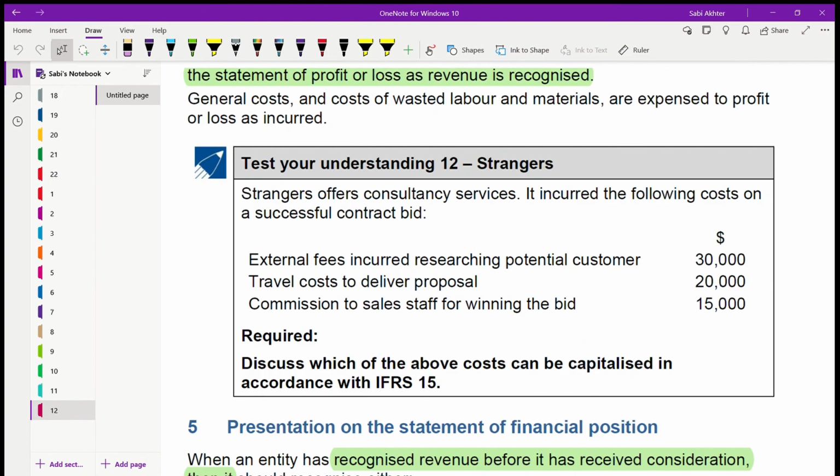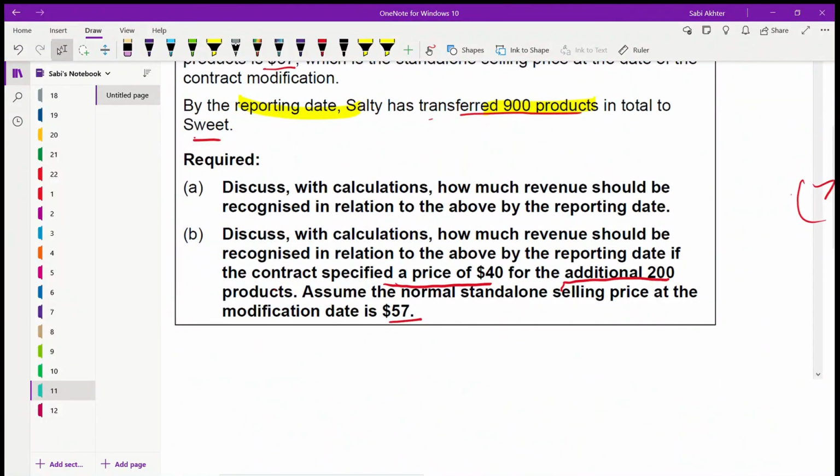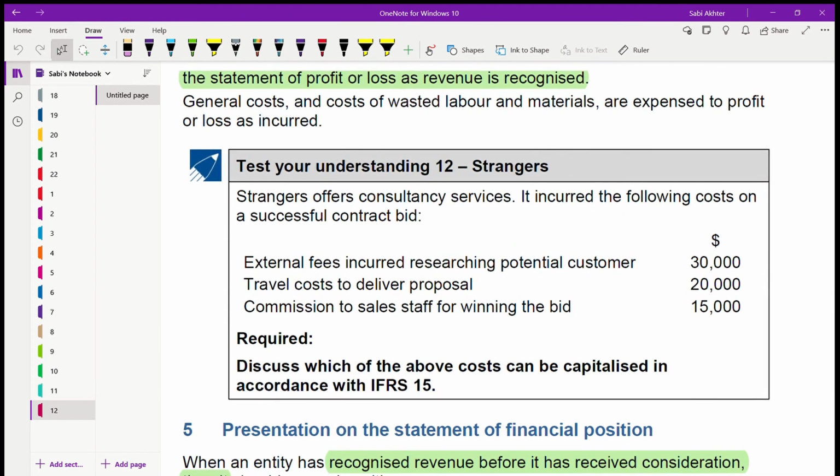Next, now the last one. Stranger offers consultancy services. It's a service, number one. It incurs the following costs on a successful contract: external fees incurred for research and reputation, 30,000; travel cost, 20,000; commission to sales staff for winning the bid, 15,000. Discuss which of the above costs can be capitalized in accordance with IFRS 15. Capitalized means contract asset, right? Which of these might be recognized as a contract asset?